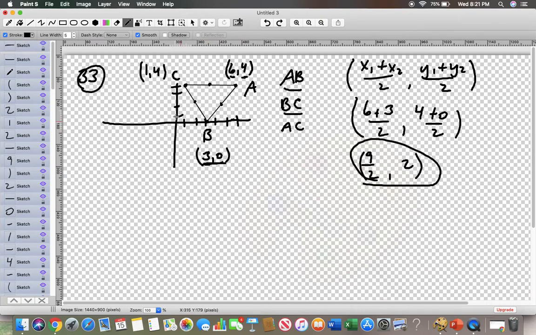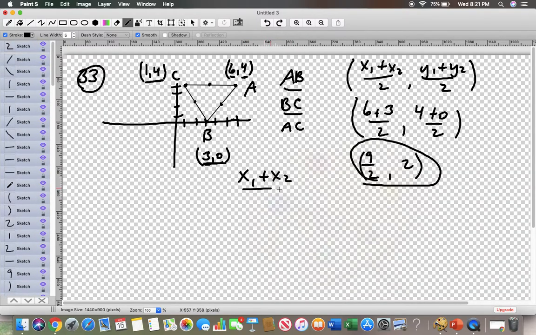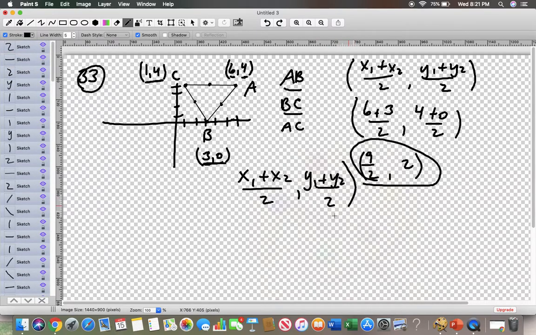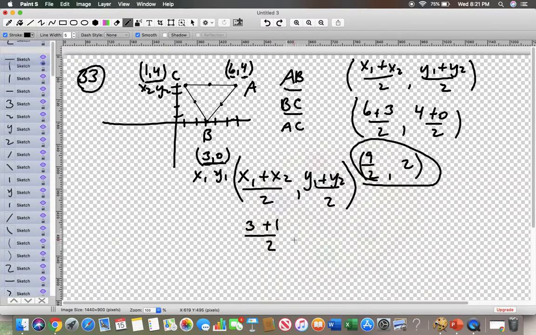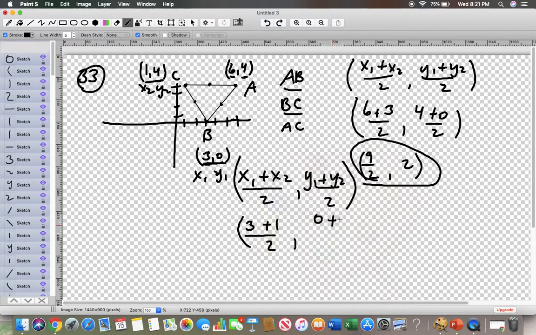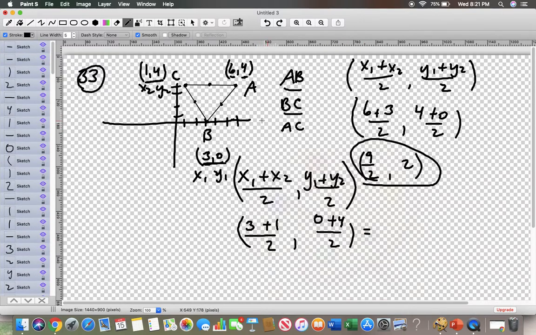So we're using 3, 0 and 1, 4. Write your formula. y sub 1 plus y sub 2 all over 2 as well. So let's label x sub 1, y sub 1, x sub 2, y sub 2. That's 3 plus 1 all over 2, and 0 plus 4 all over 2. So the midpoint of B and C is 2, 2. And then you find the midpoint of AC by using these 2 points now.